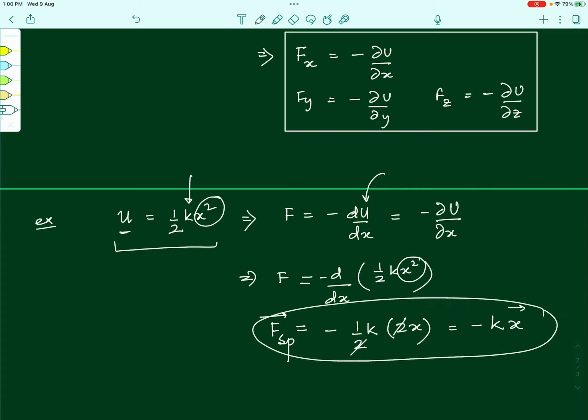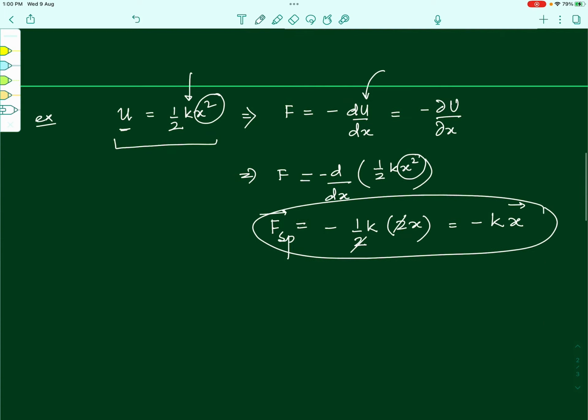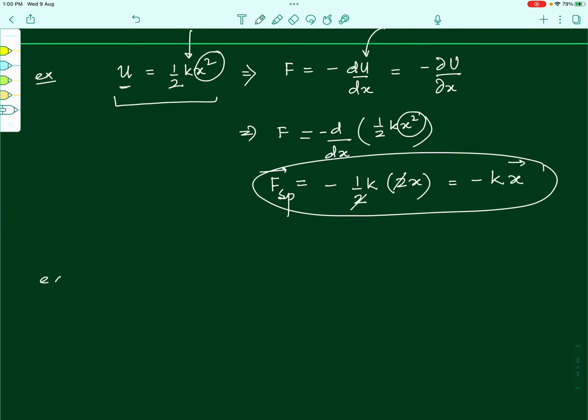Don't we know this already? Yeah. So do we see this is kind of a verification that we are getting that this formula works for us. Let's take one more example here.